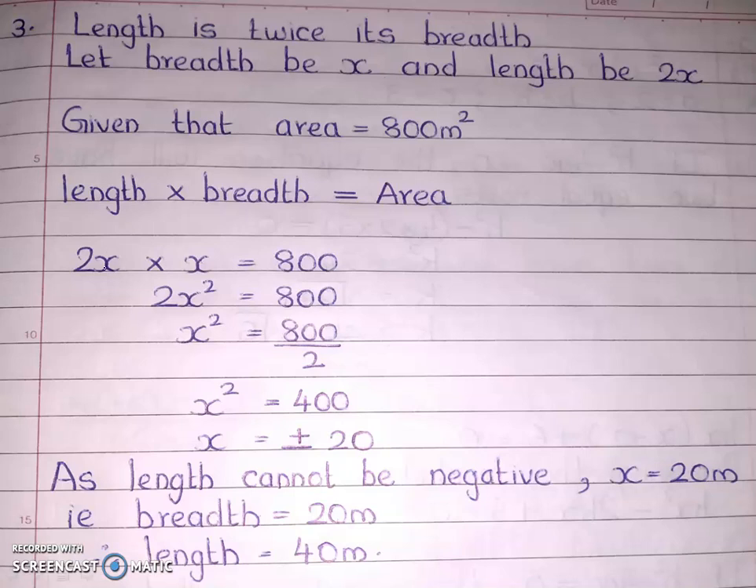So, when I multiply 2x into x, that is length into breadth, you will get 800. 2x square is equal to 800. This 2 I am taking to the other side. X square is equal to 400. X is equal to plus or minus 20. Here you cannot take the negative value because you are finding a length. So as length cannot be negative, x is equal to 20 meter. What is x? X is breadth. So what is length? 2 into breadth. 2 into 20 is 40 meter.